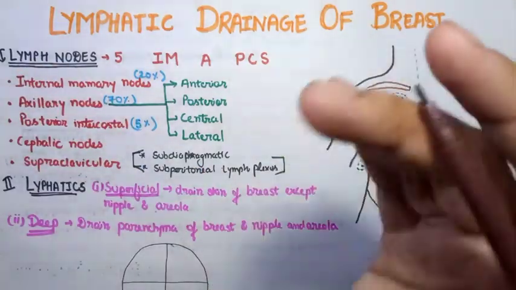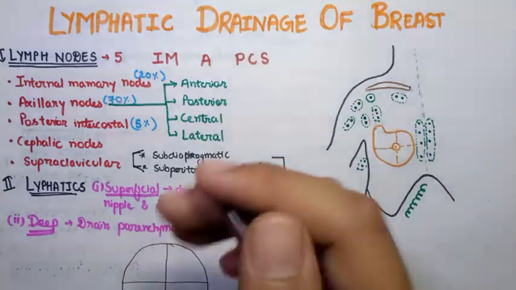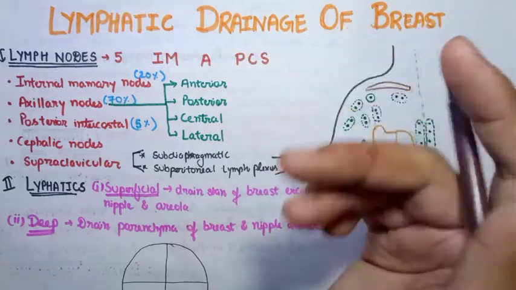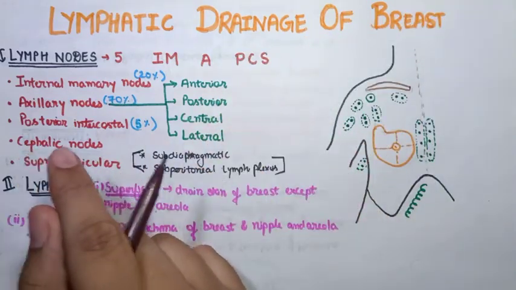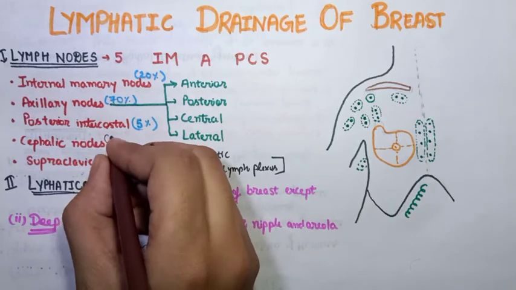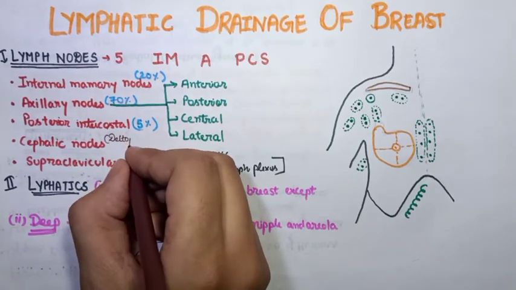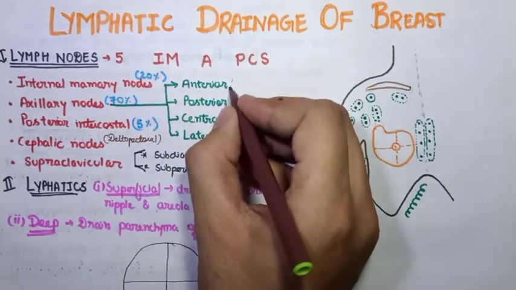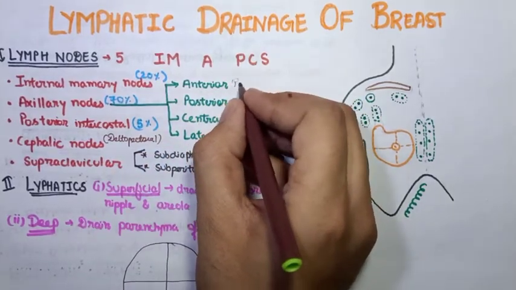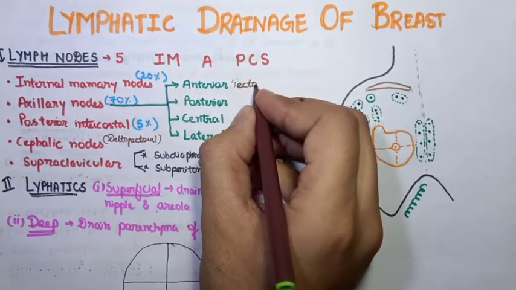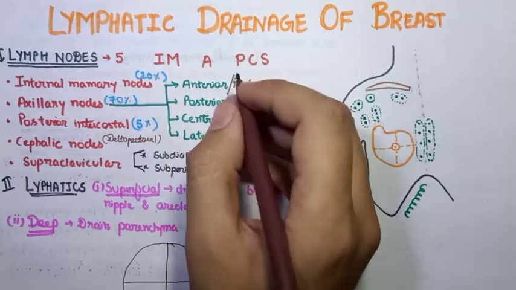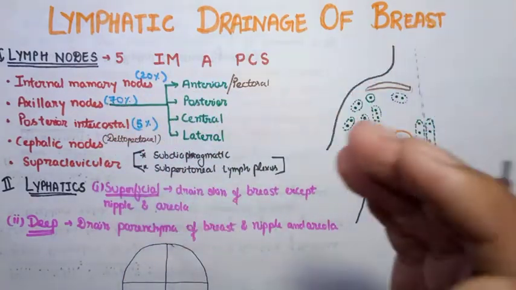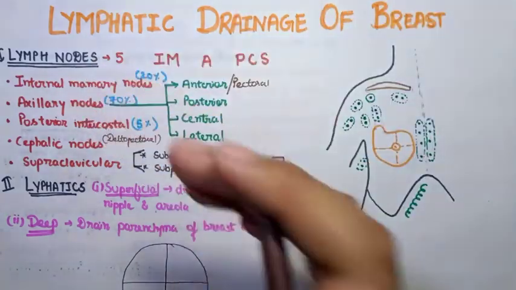Now the axillary lymph nodes are further divided into 4 parts: anterior axillary, posterior axillary, central, and lateral. Anterior axillary nodes are also called the pectoral lymph nodes, and the cephalic nodes are called deltopectoral. Another name for anterior axillary lymph nodes is the pectoral lymph nodes, which account for most of the lymph drainage from the breast.